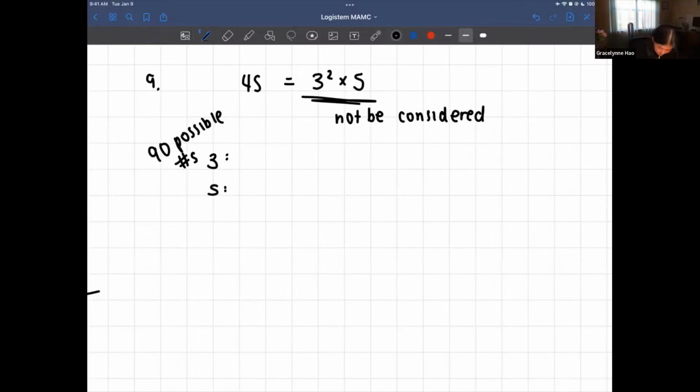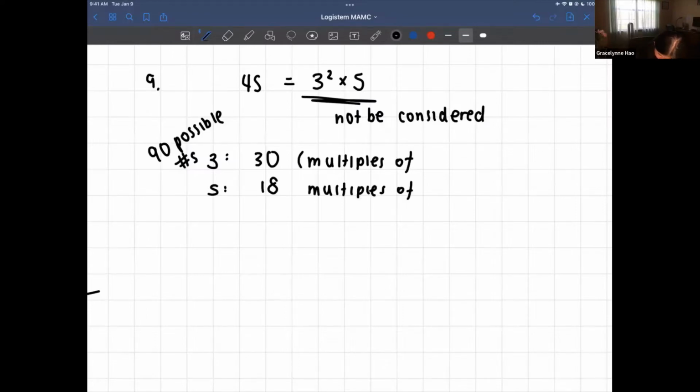But because there are 90 possible numbers, 30 of them would be multiples of 3. But apart from here, you can't really just stop at this step, because you're overcounting the numbers that are multiples of 15, since they would be counted in both of these. So that's what you need to subtract, and that's where the principle of inclusion and exclusion comes in.